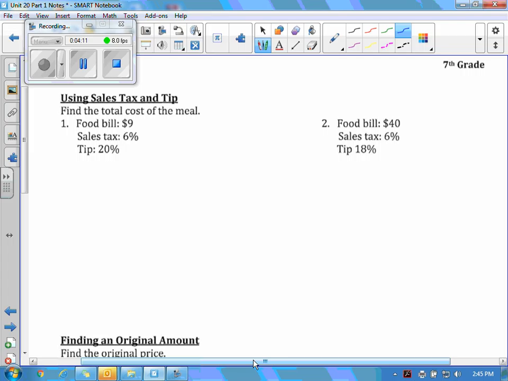For both tax and tip, we're going to be adding amounts, so it's just like an increased percent problem. So my total bill is what I'm looking for. So my total bill is going to include the $9 plus 6% of that $9. So that's 6% times 9. That's the sales tax. Plus 20% of that $9, which is the tip. So I'm taking a percentage of my bill for tax and a percentage of my bill for tip.